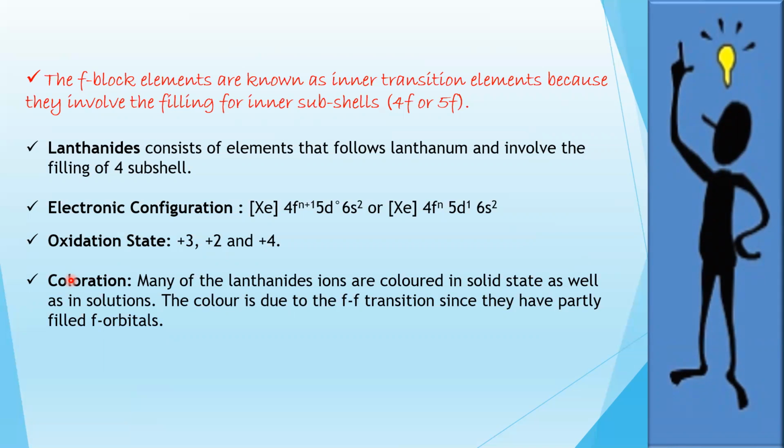Electronic configurations you can see over here, that is xenon core 4f^(n+1) 5d^0 6s^2, or else we can write it as xenon core 4f^n 5d^1 6s^2. And basically the lanthanides comprise oxidation states of +2, +3 and +4.